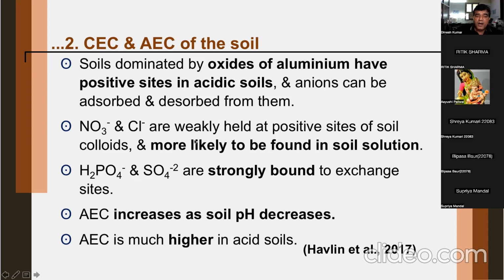Nitrate and chloride are weakly held at positive sites of soil colloids and are more likely to be found in the soil solution, particularly under acidic conditions. H2PO4 and sulfate are strongly bound to exchange sites. Anion exchange capacity increases as soil pH decreases, and AEC is much higher in acid soils.